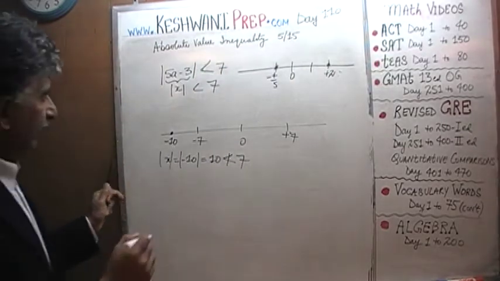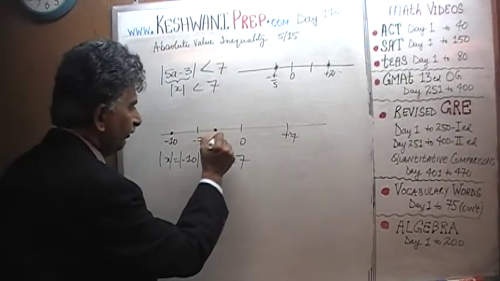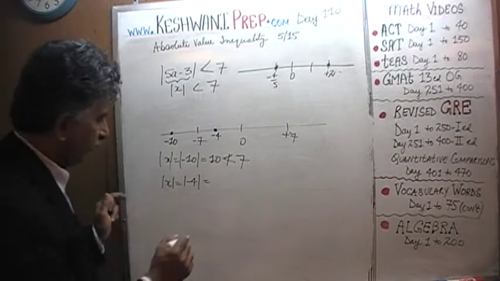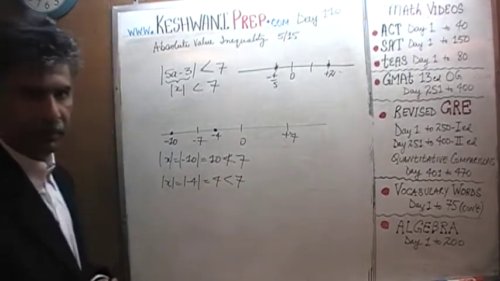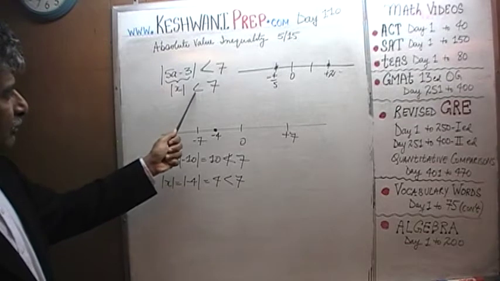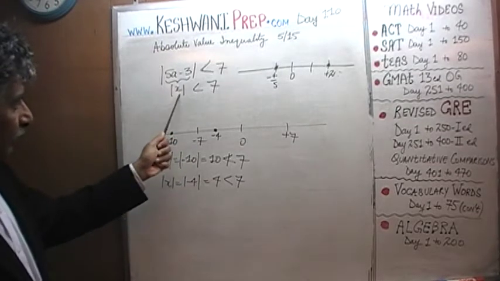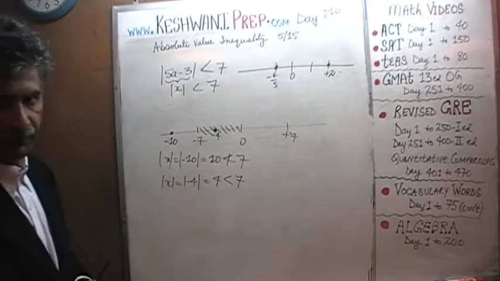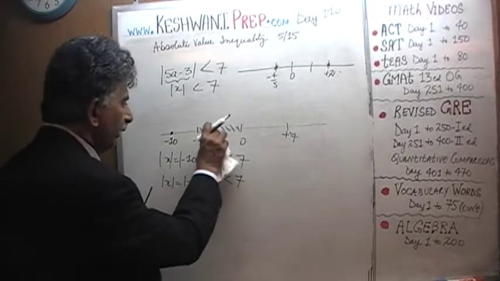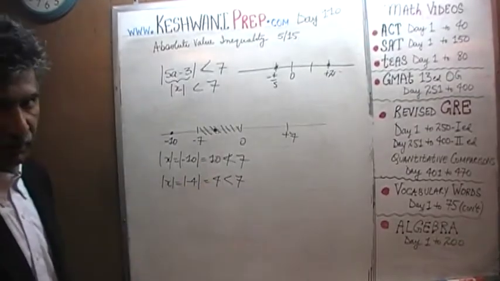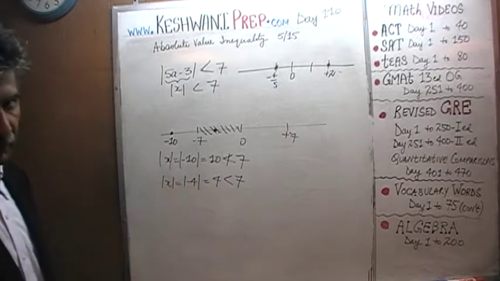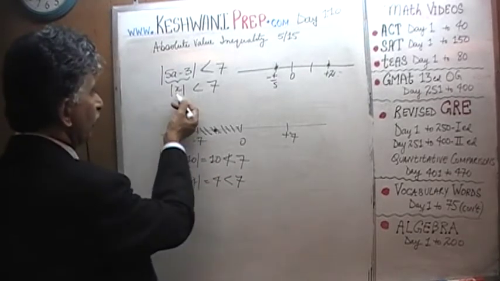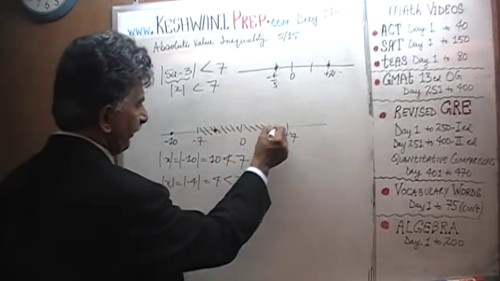X cannot be negative 10. Can x be negative 4? The absolute value of negative 4 is going to be 4, and 4 is less than 7. Which means, in order for the absolute value of x to be less than 7, x has to be greater than negative 7 all the way up to 0. It cannot go below negative 7. The positive part actually is very straightforward. The absolute value of x is less than 7, which means x cannot be more than 7.